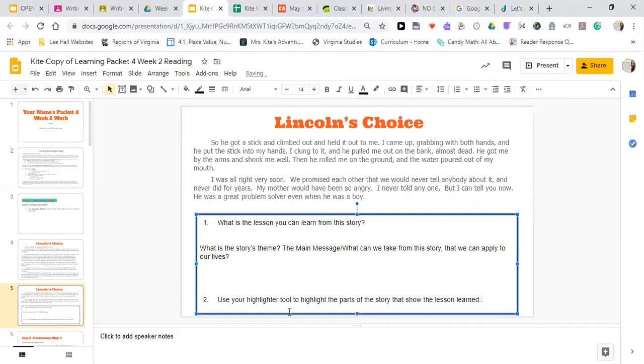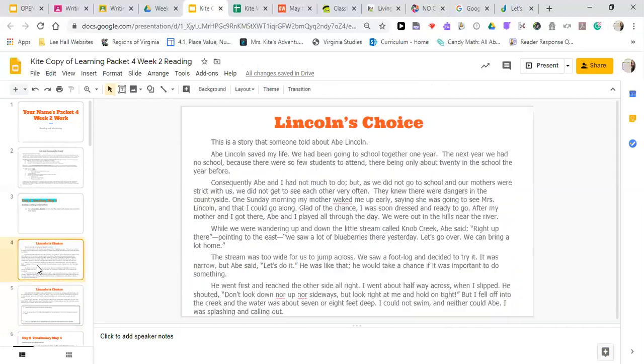And down here, it's going to ask you to use your highlighter tool to highlight the parts of the story that show the lesson learned. So what I'm going to do is go through and highlight a few parts of the story that might give you a clue to the theme or the message in the story. I'm not going to read the whole thing again, but I am going to go where we have a little bit of lessons.